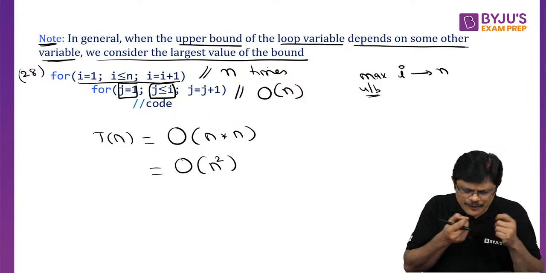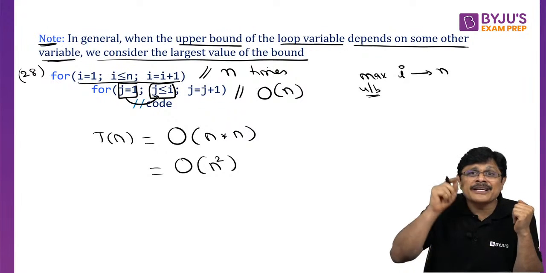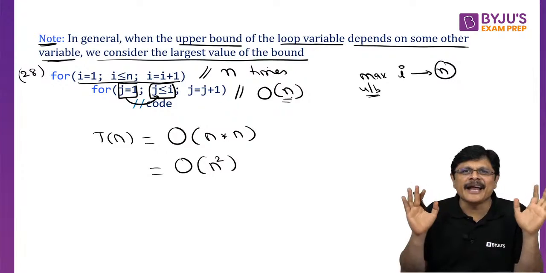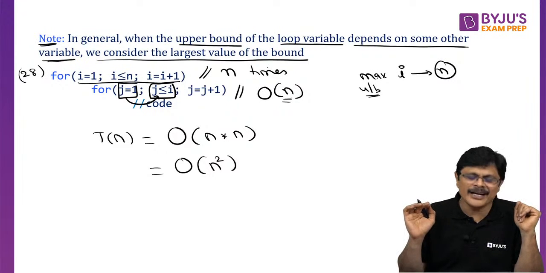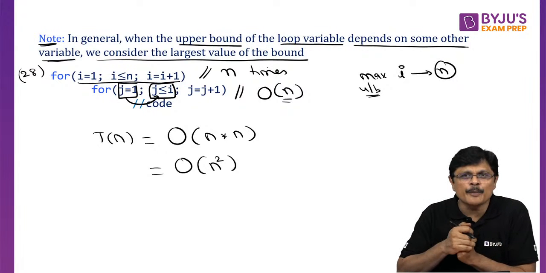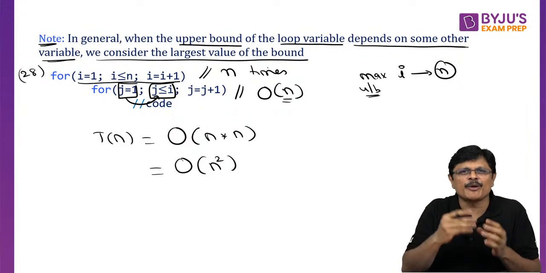See, you just solved it within no time. J goes up to I, and what is the highest value of I? N. So for this also you take n. Done. Got it? So this is the simple trick. Whenever such a dependent loop comes, generally people don't solve it. They just use the upper bound for each loop and solve it.